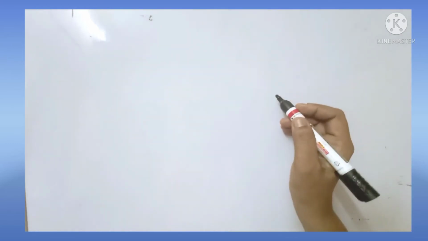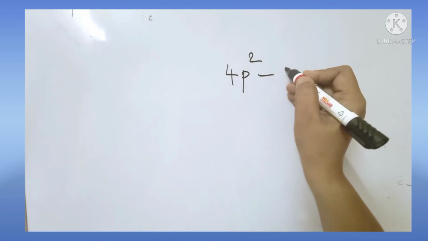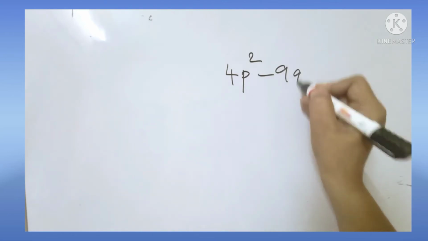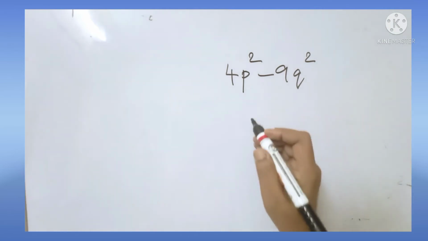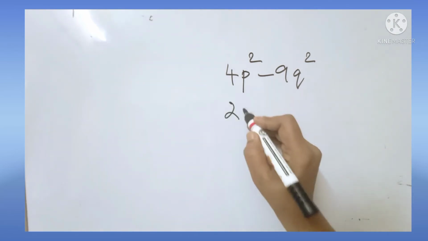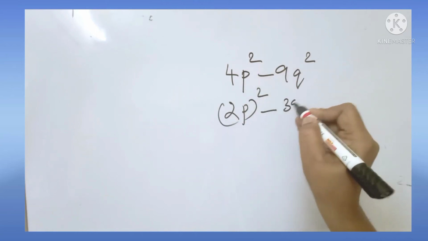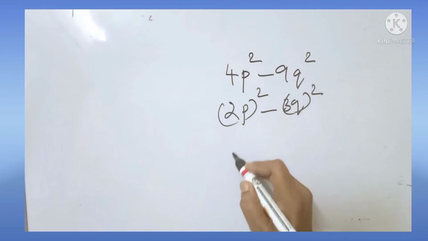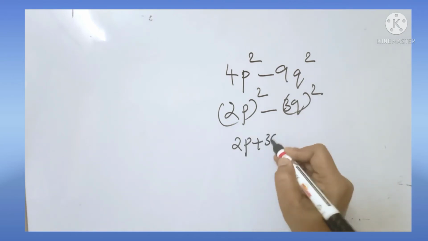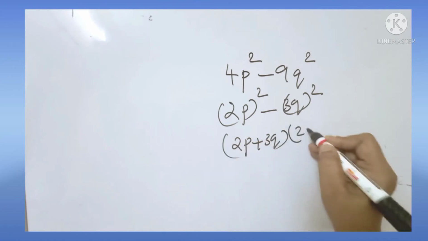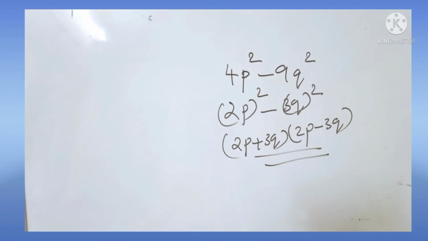Second question, that is factorize the same, but here we can use the identity a square minus b square form. What is it? A plus b into a minus b. So first we want to write 4p square as 2p whole square, minus 3q whole square. So 2p whole square minus 3q whole square is 2p plus 3q into 2p minus 3q. That is a plus b into a minus b.